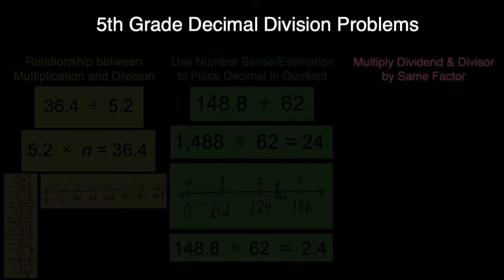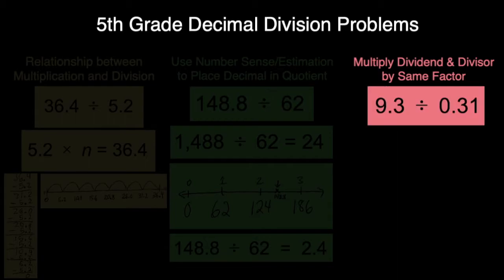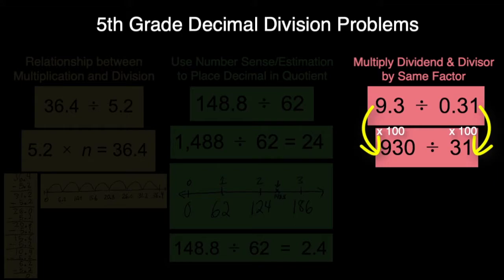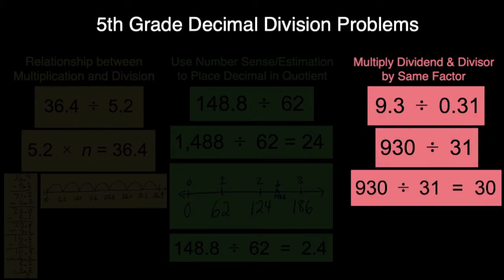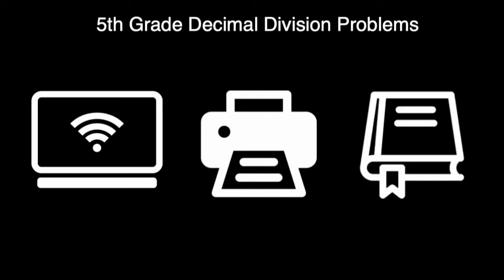3. Multiplying the dividend and divisor by the same factor or same power of 10 to eliminate decimals and then using a strategy. For example, 9 and 3/10 divided by 31 hundredths. We can multiply the dividend and divisor by 100, which gives us an equivalent expression, 930 divided by 31, which is 30. When using decimal division problems from online vendors, worksheet generators, or textbooks, it is important to use discretion to make sure that math content is aligned to Georgia standards.